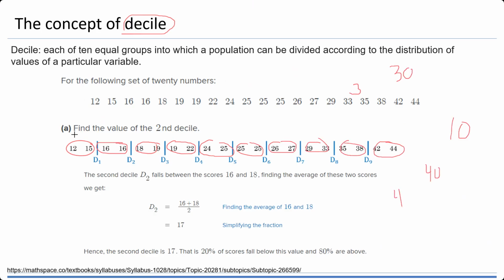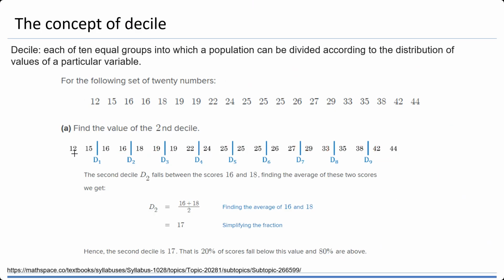Now I want to find the value of the second decile. What is the second decile? Because we know that this is the first group, so this is the D1. And this is the second group, so we call this the D2. This is the third group, so this is the D3. And so on. Okay. Find the value of the second decile.